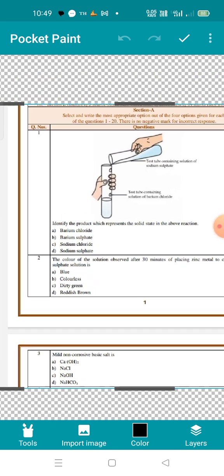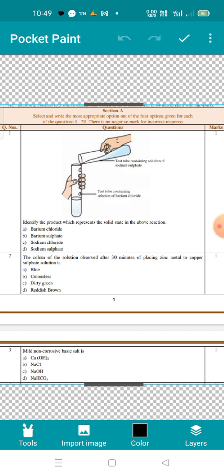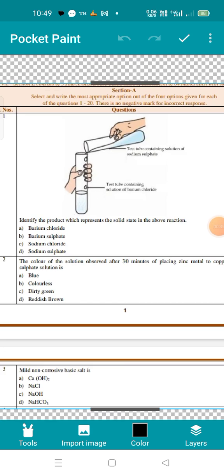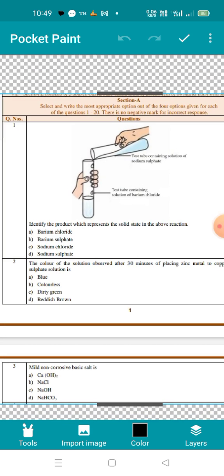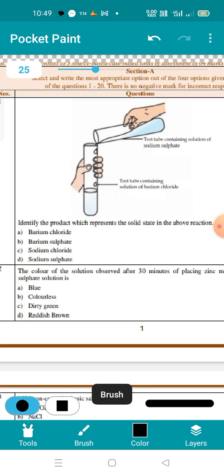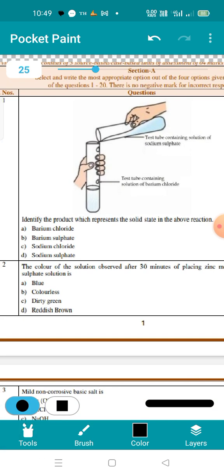Okay, this is the first question. You can see there is a figure. Observe the figure carefully and let's understand the question before we answer it. Identify the product which represents solid state in the above reaction. So we need to identify the product and it should represent solid state in the above reaction.